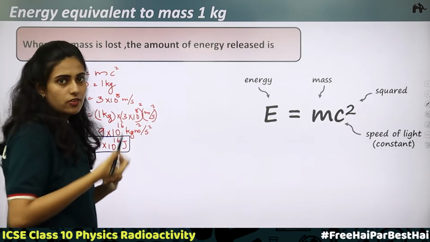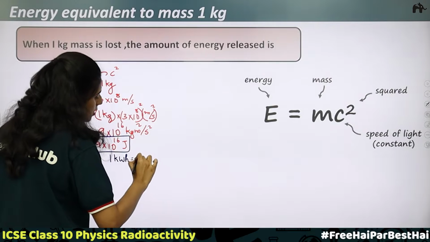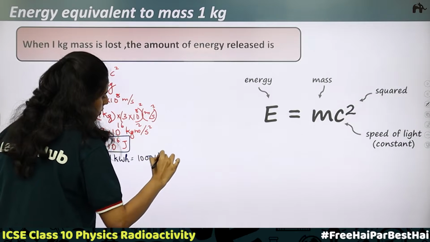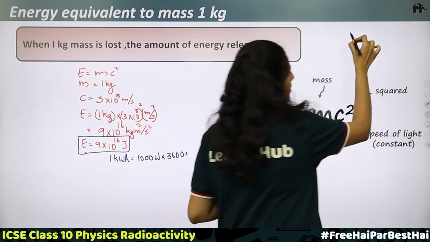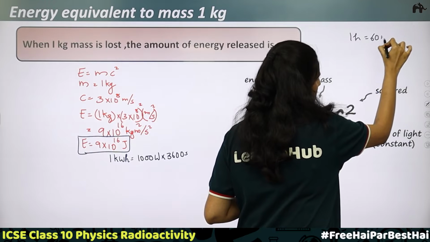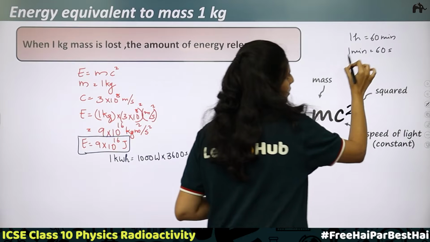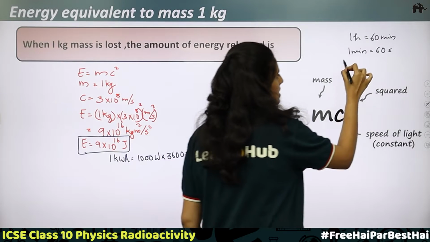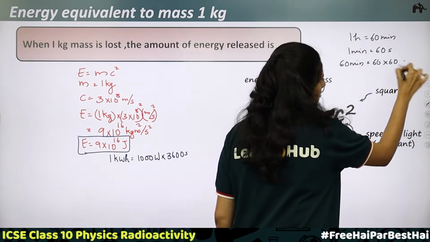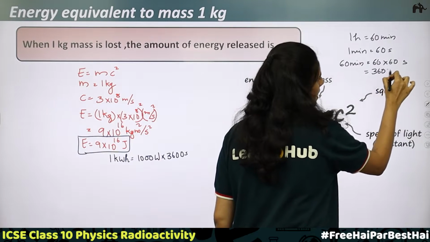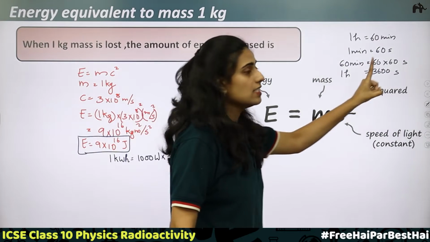So there is another unit of energy which is kilowatt hour. 1 kilowatt hour is equal to 1000 watts into 3600 seconds. Why? Because we know that 1 hour is equal to 60 minutes and 1 minute is equal to 60 seconds. If 1 minute is 60 seconds, then what is 60 minutes? 60 minutes will be equal to 60 into 60 seconds, which is 3600 seconds. So 1 hour is equal to 60 minutes and that is equal to 3600 seconds.